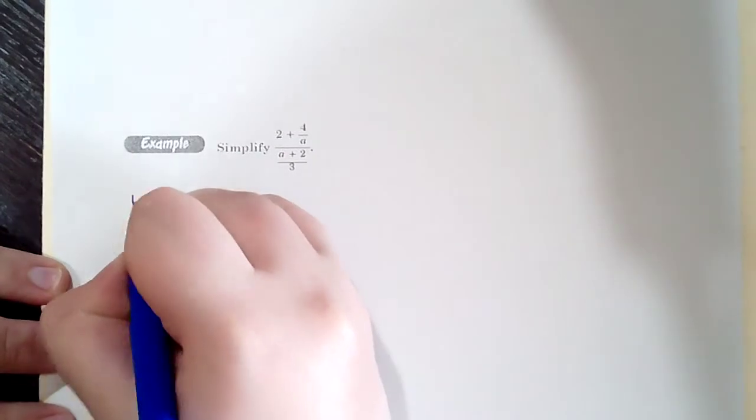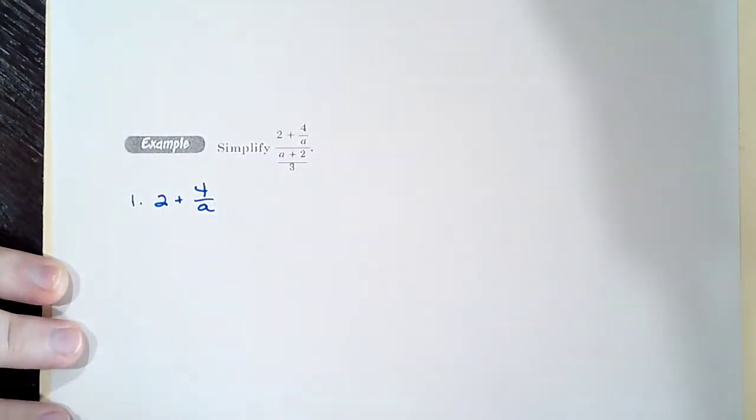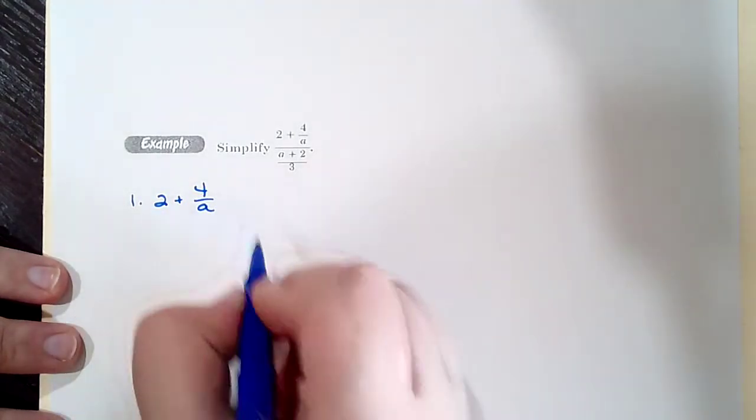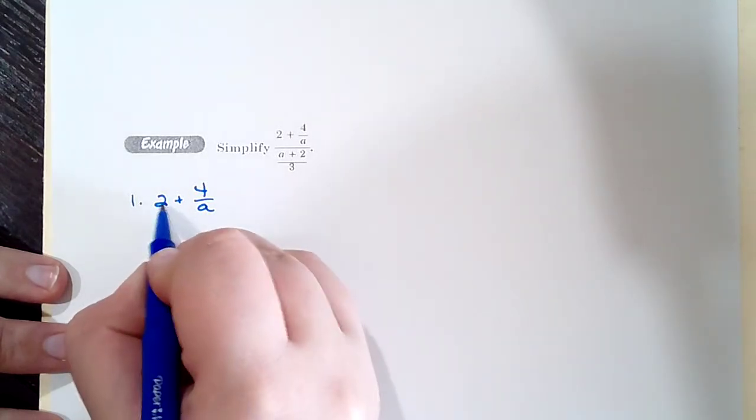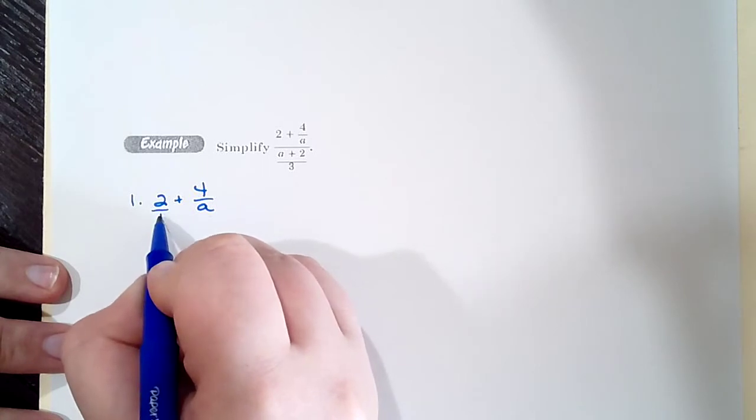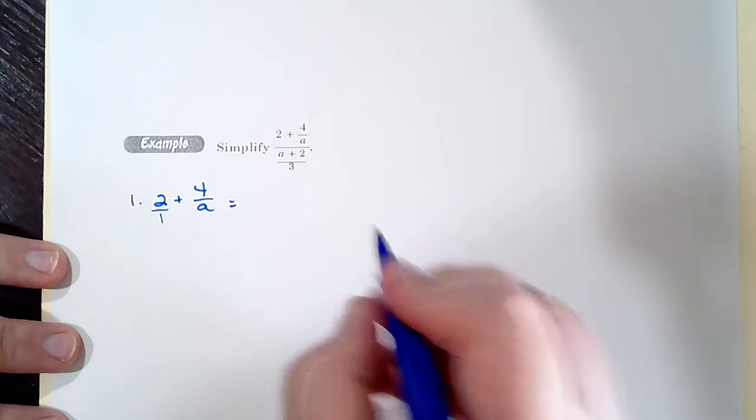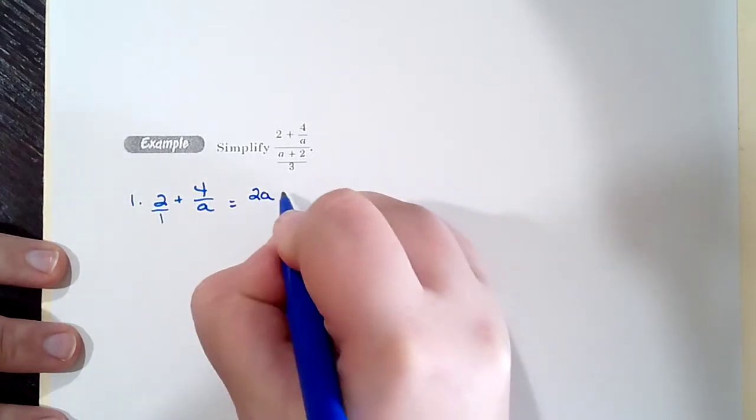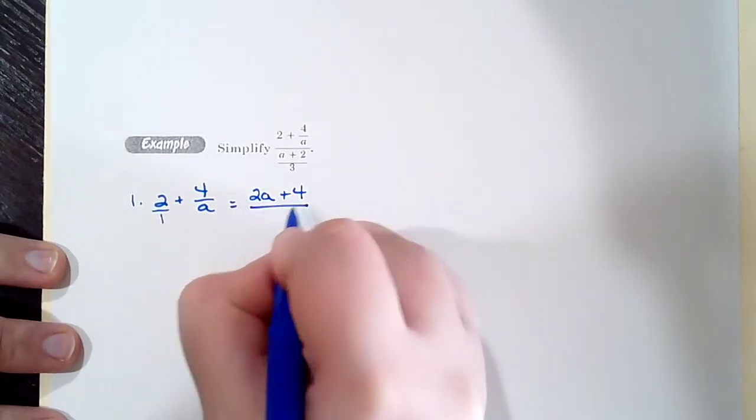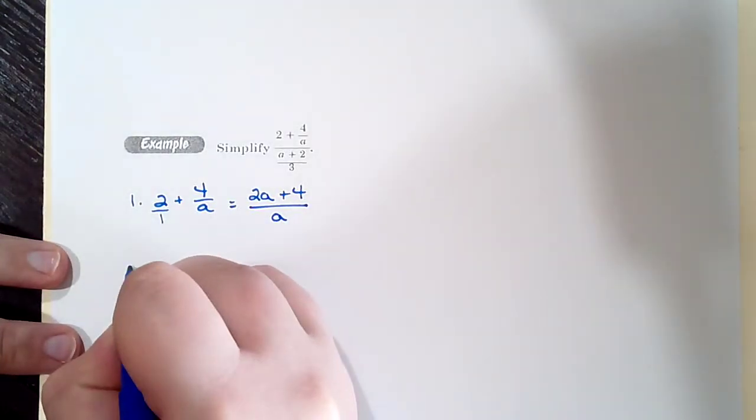If we want to simplify the numerator, step 1, we're going to take 2 plus 4 divided by a, and we're going to make it all into one fraction, just like we did in the last video, one expression. So in this case, we're going to put this over 1. We're going to give it the denominator of a, therefore the top also has to get an a. So we're going to have 2a plus 4 over a on top. Now it's all one fraction, we're good to go.